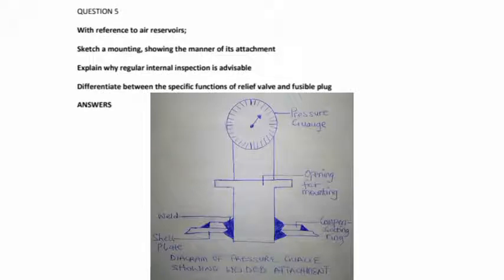Question 5. With reference to air reservoirs, that is air bottles, sketch a mounting showing the manner of its attachment. Explain why regular internal inspection is advisable. Differentiate between specific functions of relief valve and fusible plug. The diagram below shows a pressure gauge and the manner of its attachment to the air reservoir.